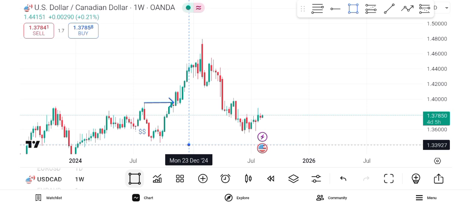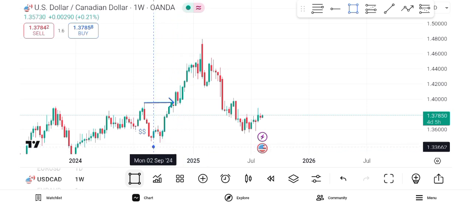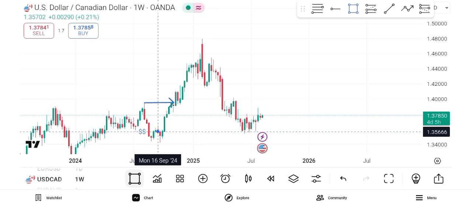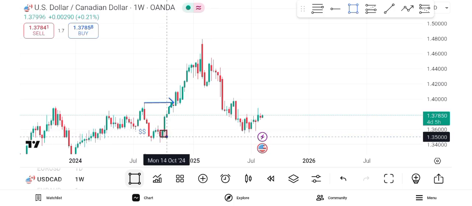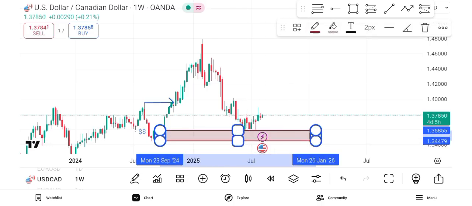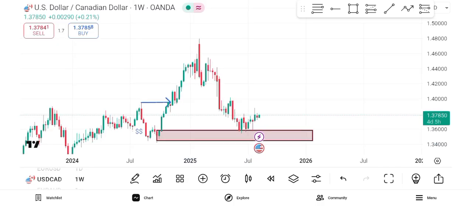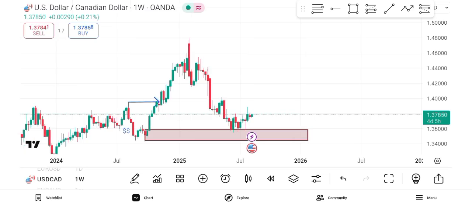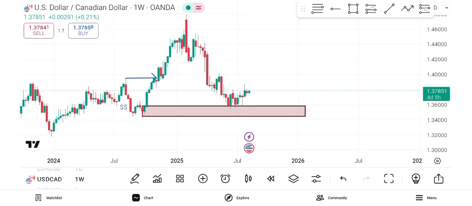So, if you look closely right here, this is our last red candle before the impulsive movement. So we map it out. You see that the market has tapped into our order block, into our POI rather.